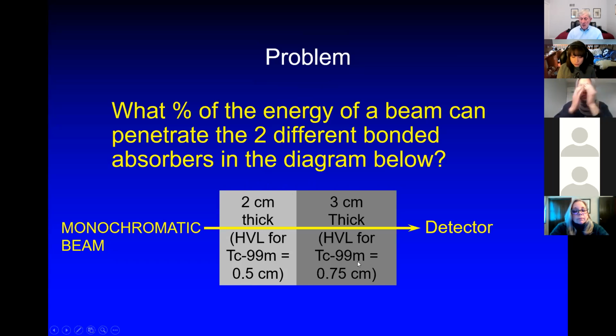Okay, how about this one? We have 3 centimeters thick. The HVL is 0.75. How many layers is that?